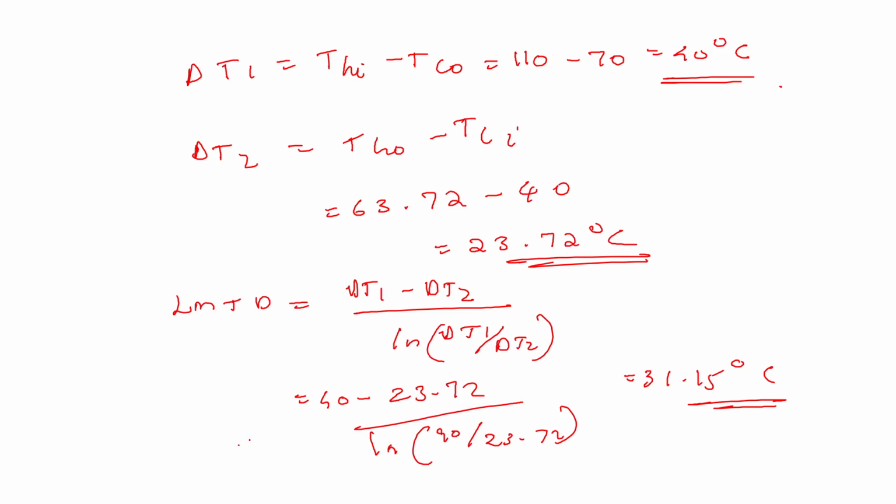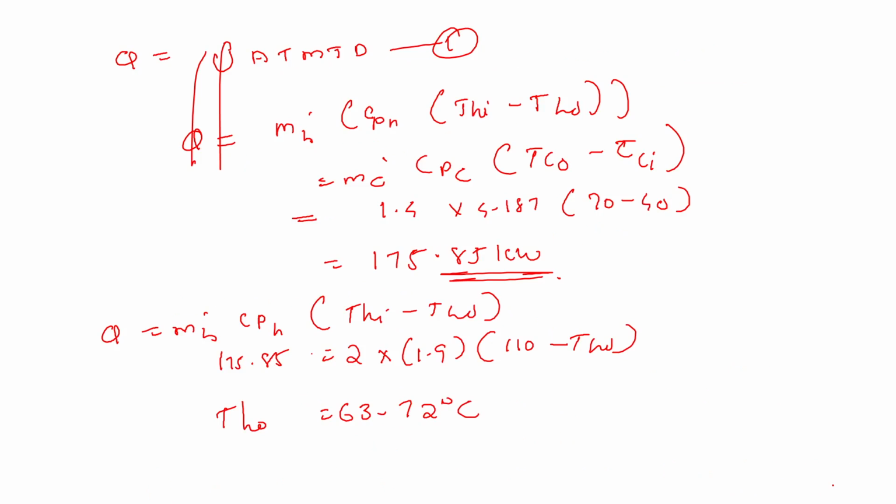So just substitute those values. Then you will get 175.85 times 10 to the power 3 is equal to 350 times A times 31.15. Then you will get the answer, area is equal to 16.13 meters square.